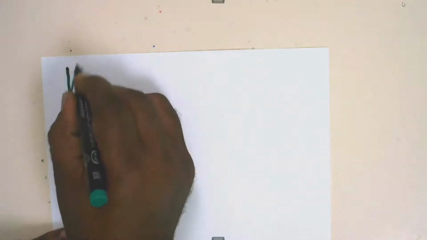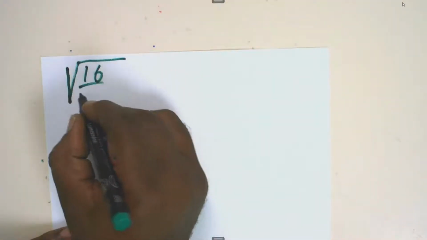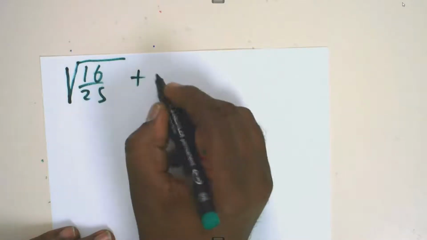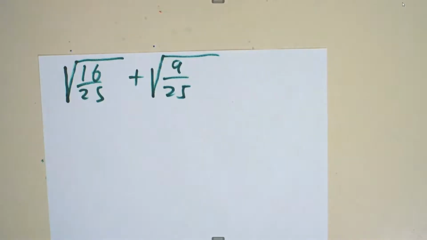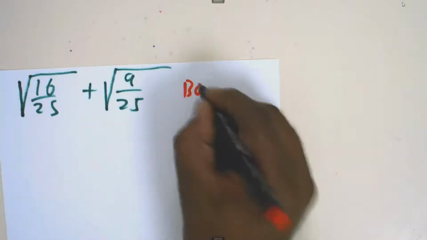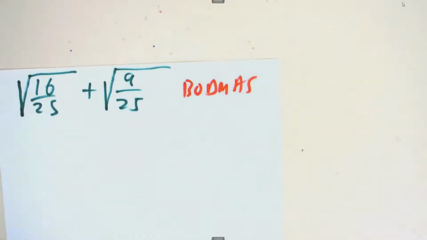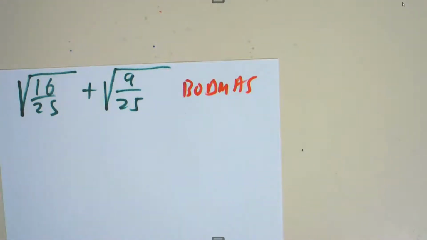Let's give another one a try. Square root of 16 over 25 plus square root of 9 over 25. Until it's internalized, the board must keep on writing it until it's just part of your nature. Now you don't have to write it. But I'm reminding you, always remember the rules.